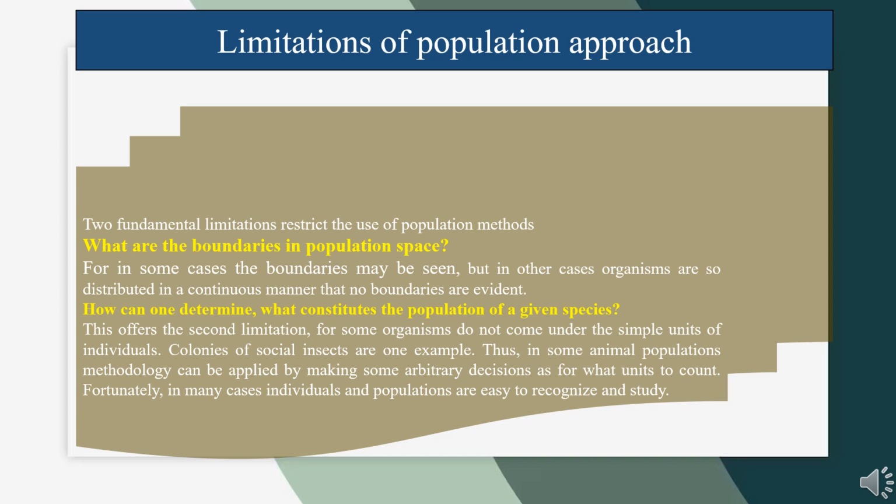And the next question is, how can one determine what constitutes the population of a given species? This offers the second limitation. For some organisms do not come under the simple units of individuals. Colonies of social insects are one example. Thus, in some animal populations, methodology can be applied by making some arbitrary decision as to what units to count. Fortunately, in many cases, individuals and populations are easy to recognize and study.